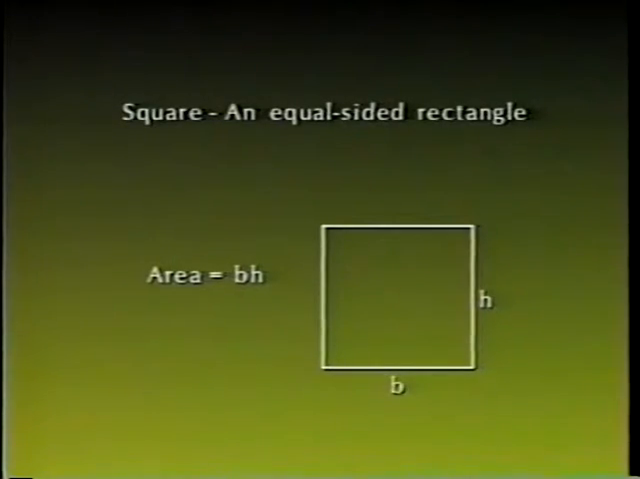The next figure is a square, which, like a rectangle, has opposite sides equal and parallel with 90-degree angles. But added to that, all sides are of equal length.